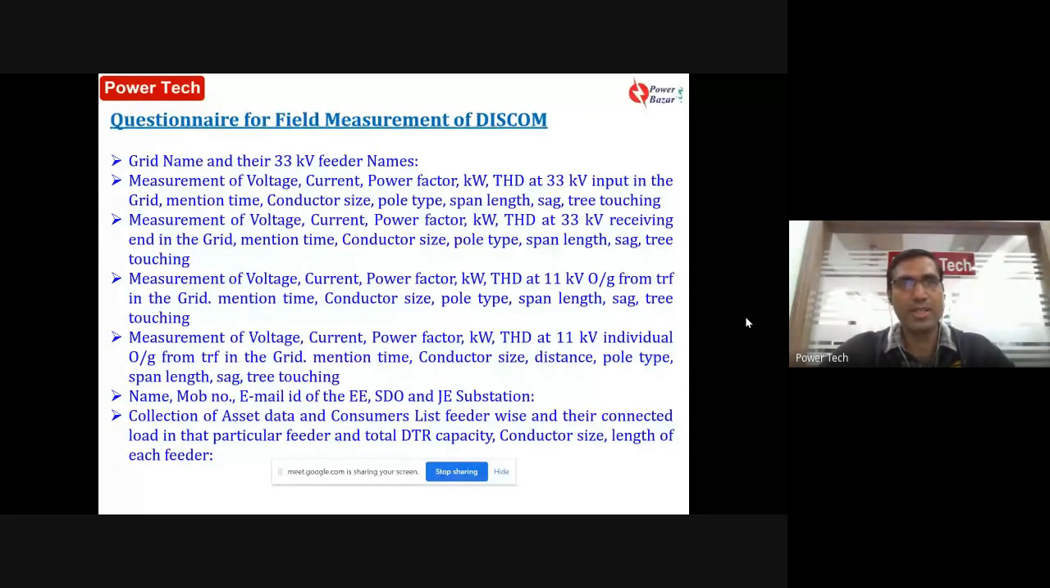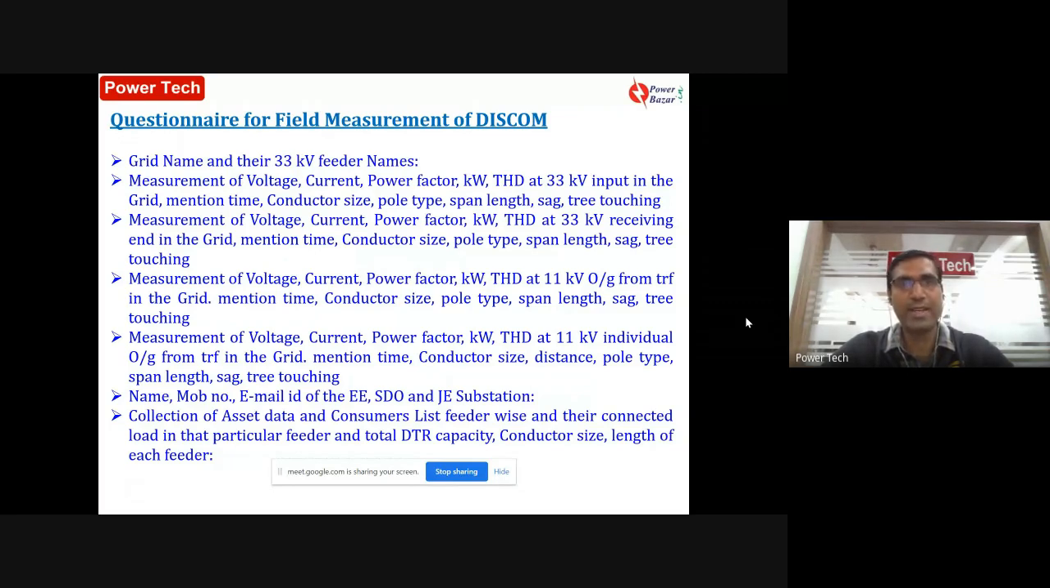So this is a questionnaire for the field measurement of DISCOM. What basically is to be done in the field measurement is we go there and note down the grid name from where the 33 kV comes, what are the feeder names, and the measurements of the voltage, current, power factor, power, the 33 kV input in the grid, what is the conductor size, what is the pole type, what is the span length, sag. We'll be discussing these in a later slide also.